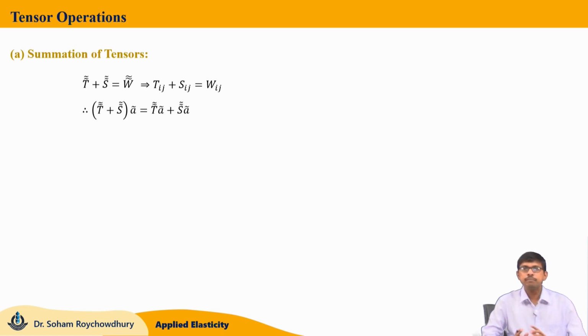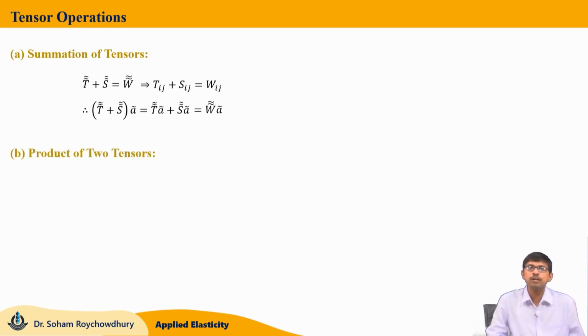If this T plus S, the summation of two tensors, is acting over any vector A, that would be equal to the two individual tensors T and S acting over A individually and then summing them up. So, T plus S acting over A equals T acting over A plus S acting over A, and also this can be written as W acting over A if W is defined to be T plus S.